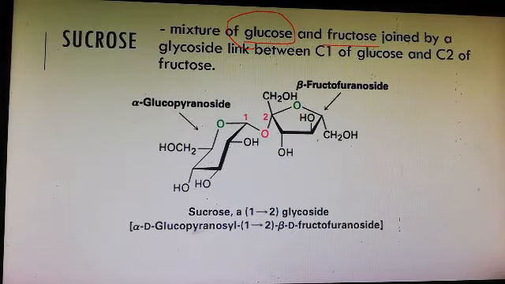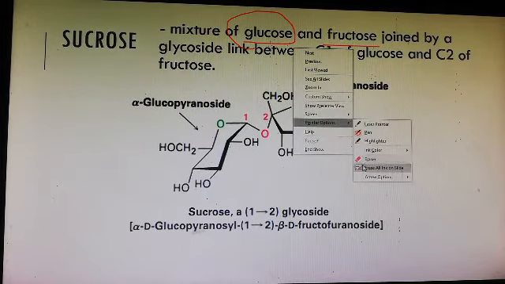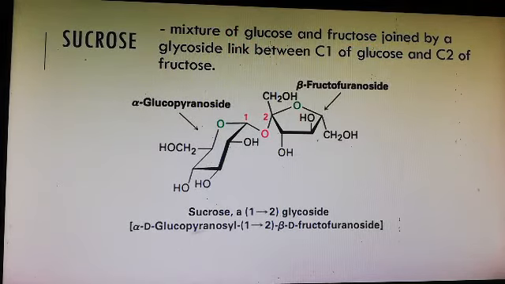Hindi siya reducing sugar kasi isa lang naman ang unit ng monosaccharide niya. At ang fructose ay isa ding ketone, di ba? Okay. So, sucrose is a mixture of glucose and fructose joined by a glycoside link between the carbon 1 of glucose and carbon 2 of fructose. Ito yung glucopyranoside at ang ating beta-fructofuranose.